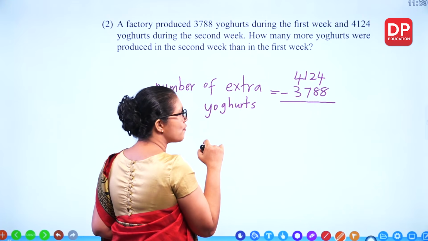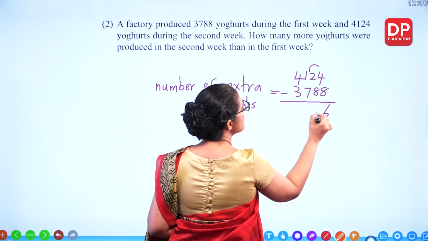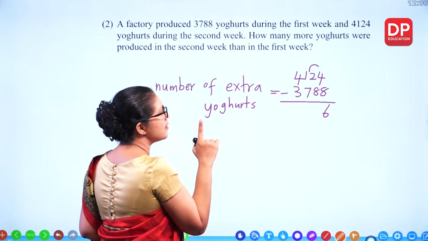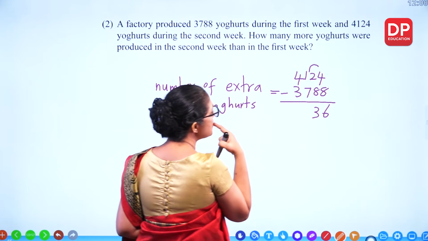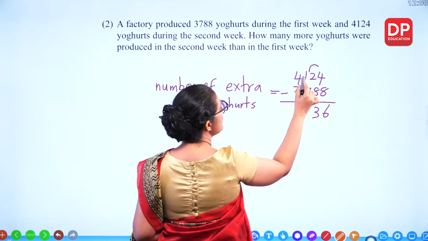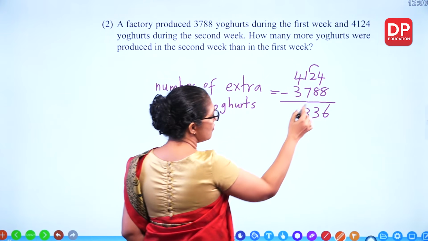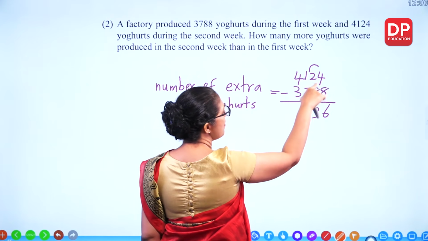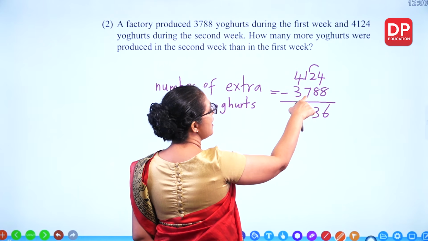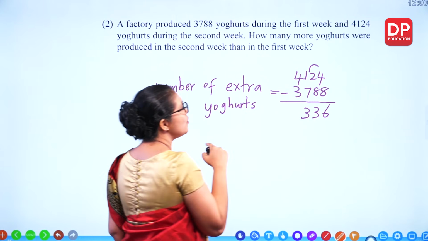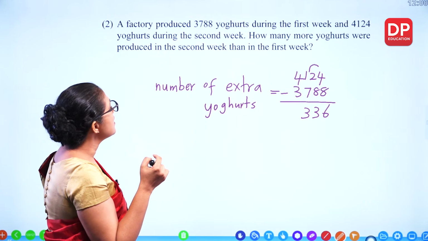You can't subtract 8 from 4, you take 1. 14 minus 8, 6. This is 10. This is 1. 11 minus 8, 3. And this becomes 0. 0 means 10 minus 7, 3. So this is 3 minus 3, 0. You add and see whether you get this number. 8 plus 6, 14. 9 plus 3, 12. And then 8 plus 3, 11. And you get 4,125. So the answer is 336.